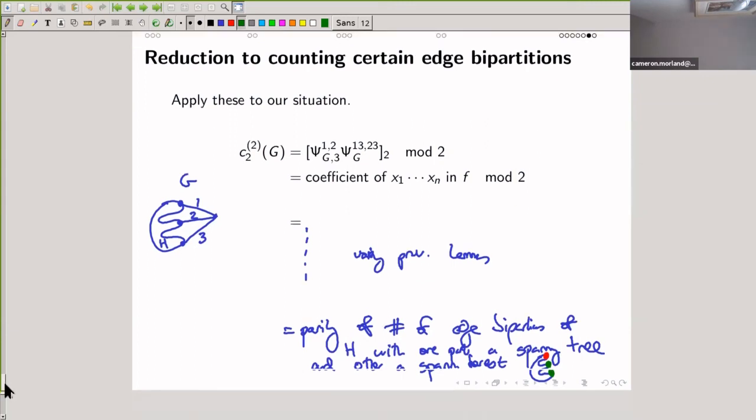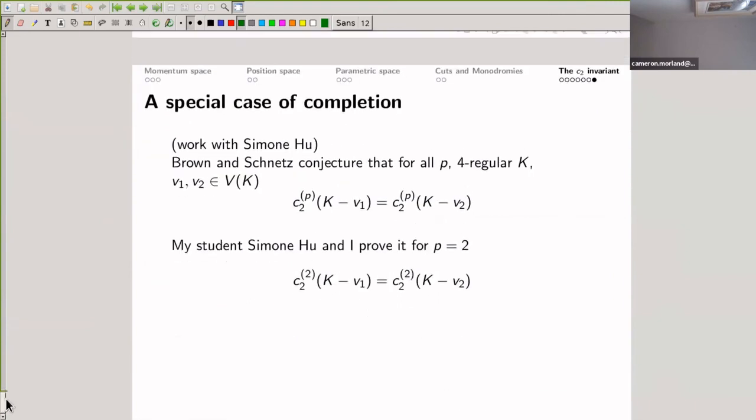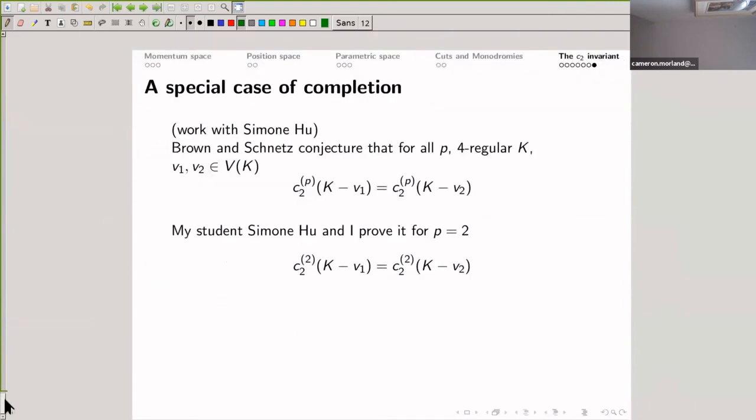Okay, so that's nice, because once you have it reduced to a counting problem, then you can use counting to solve it. You may have heard me talk like 3 years ago where I wrote down something very close to this, except there was one extra condition, that the graph K had to have an odd number of vertices. And my student Simone, just over the last year, has removed the odd number of vertices condition. And so now we can prove this whole thing for p equals 2, which is where I'm going to stop.